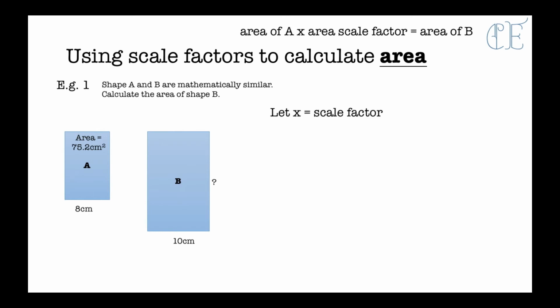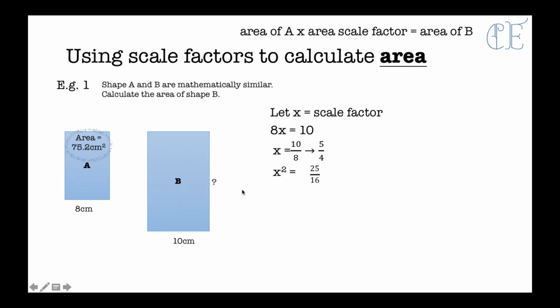So I know that 8x equals 10 because 8 times something equals 10. If I divide by 8, it tells me that my scale factor is 10 over 8, which I can cancel down to 5 over 4. So I now know that my scale factor is 5 over 4. I know that my area scale factor is 5 over 4 squared because it's an area, so we square it. So we just square both numbers, 25 over 16.